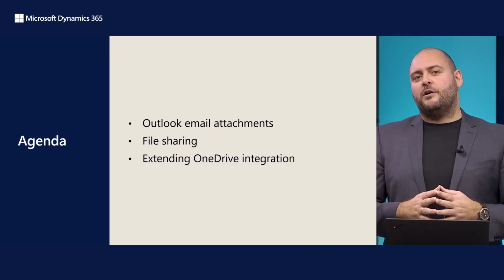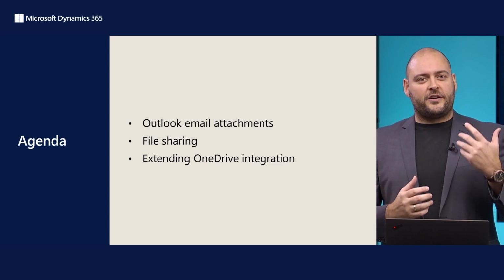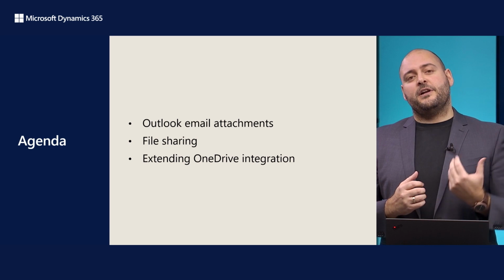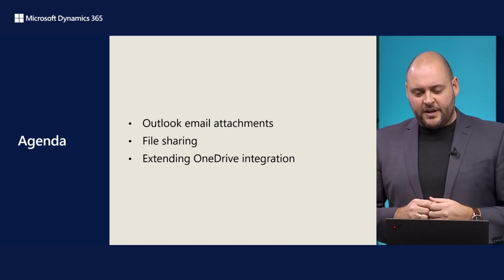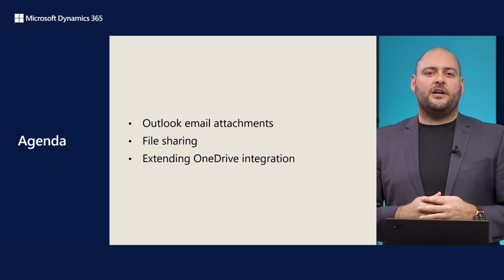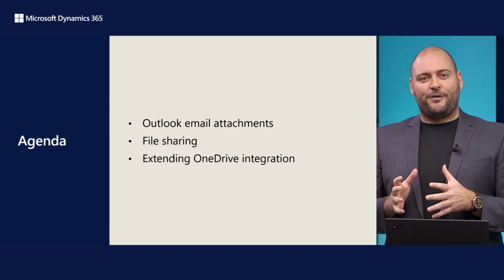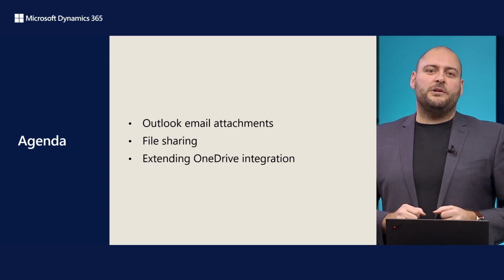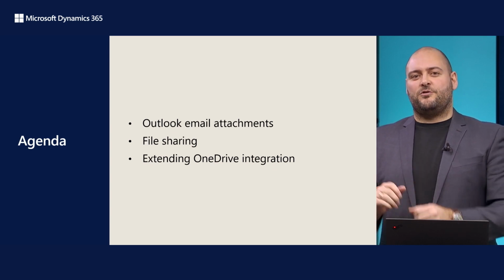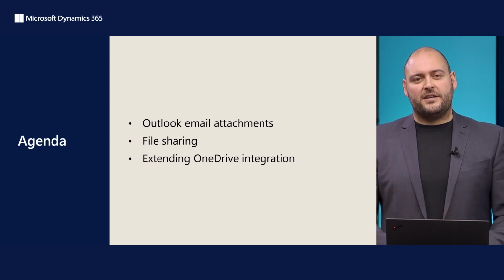So what are we going to cover today? We're going to talk about some simple enhancements inside the Outlook add-in to help you connect files that are incoming in emails with Business Central records. We'll take the opportunity to also look at some other enhancements inside the Outlook add-in. And then we will cover file sharing and new capabilities we have inside the Business Central web client and how you can do that with OneDrive and how you can extend that as a developer as well.